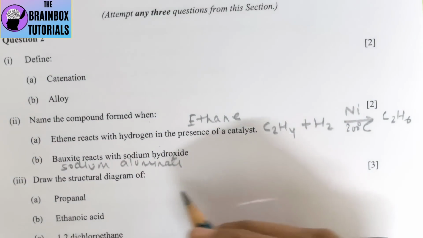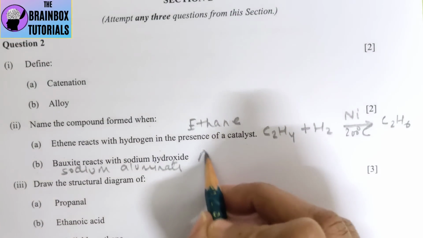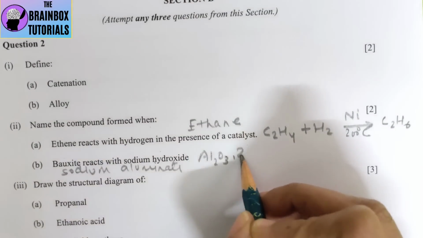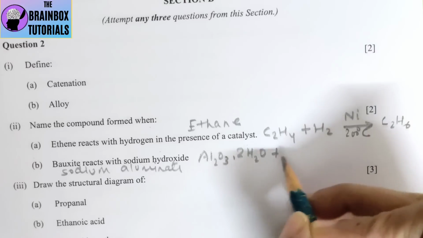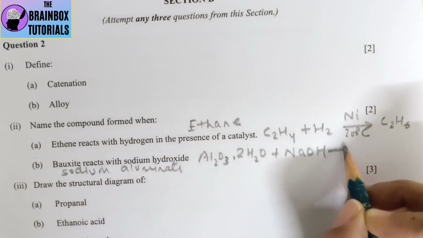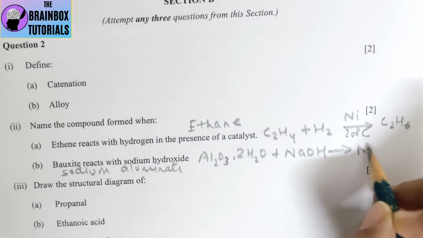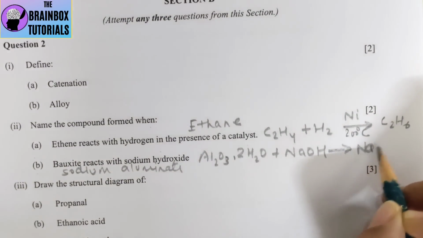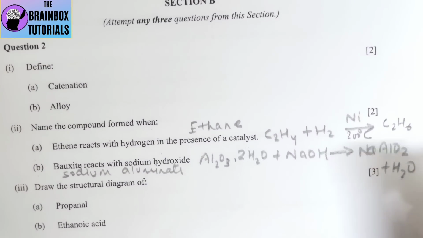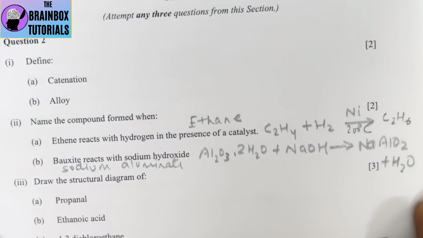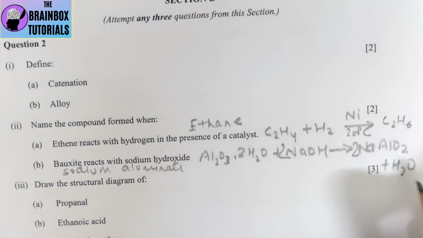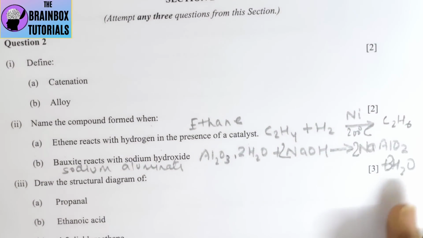Now we can see the equation here. Bauxite, Al2O3.2H2O, with sodium hydroxide NaOH will make sodium aluminate, that is NaAlO2 plus water, and now we can balance it. So in balancing, here 2 and here 3 will have to put.